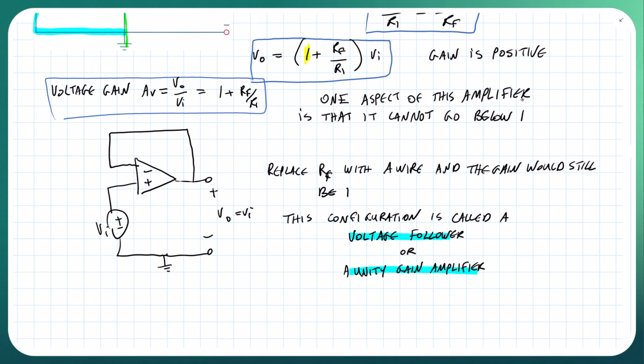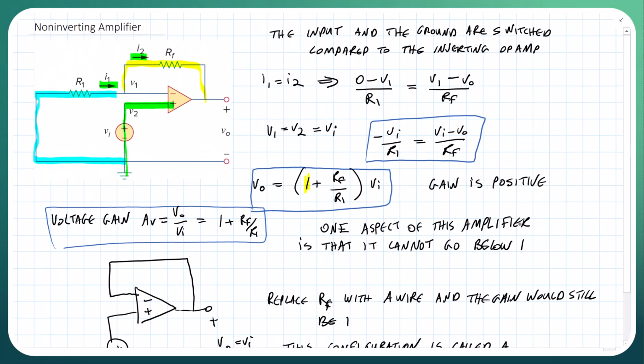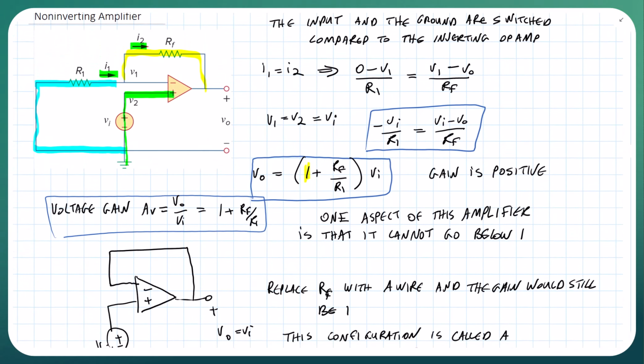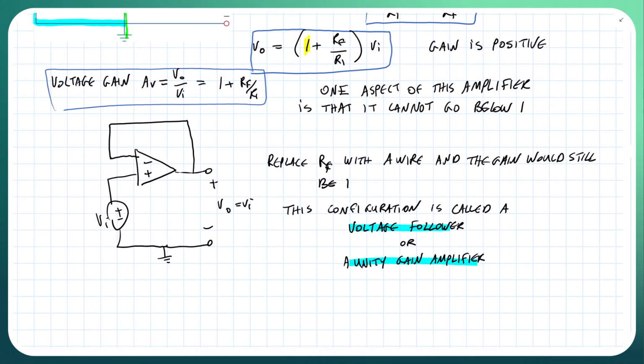So this is the non-inverting amplifier, and the equations given to it here. Let me go ahead and highlight this guy here. So V out equals V in.